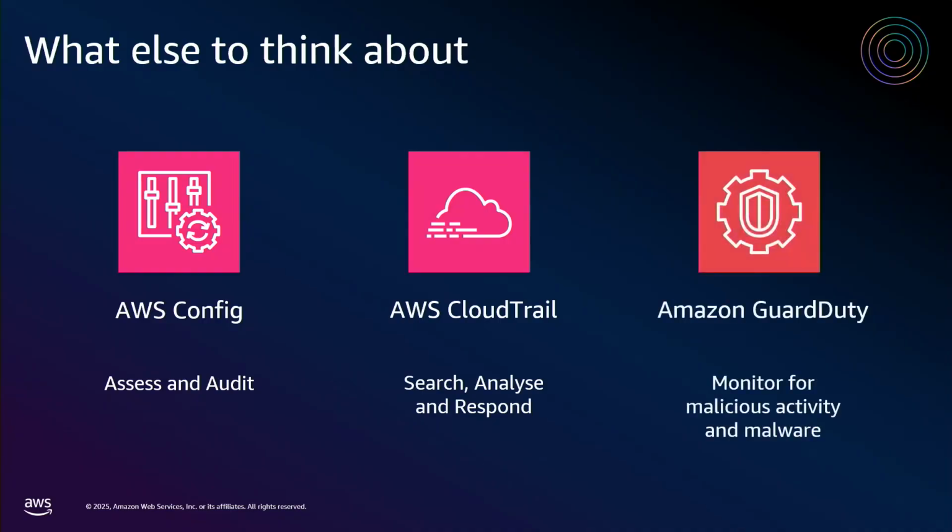AWS Config, this is how you make sure services are set up the way that you want them to be. You can assess and audit their configuration and alert if those settings aren't as you want them to be. AWS CloudTrail is for logging, searching, analyzing, and responding to account activity across your AWS organization. You can log management events or also data access events. At a minimum, we recommend you have this set up to log your management events, and then you can set up alarming against those events if they're things that shouldn't be happening.